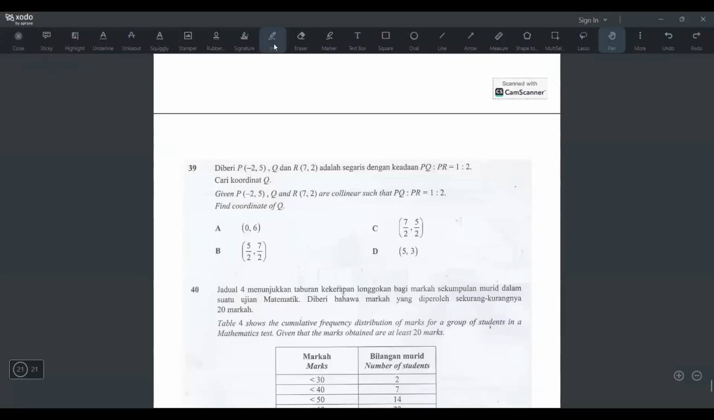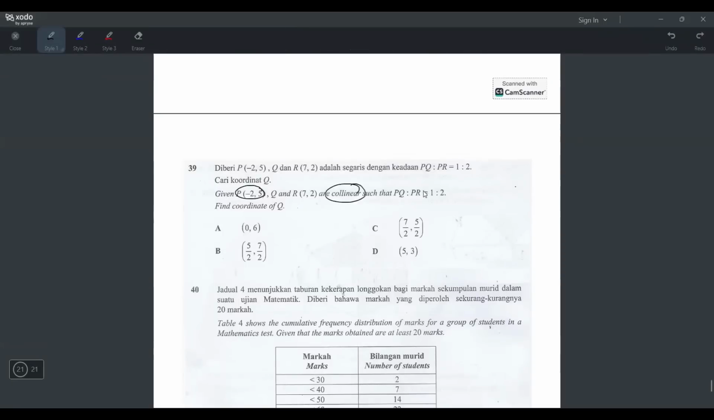Okay, now we do 39. Given point P, point Q, point R are collinear such that PQ ratio PR is 1 ratio 2, find the coordinate of Q. Okay, I think this one, I will draw it out, saya akan lukis, so that it's easy to imagine. So let's draw it out.